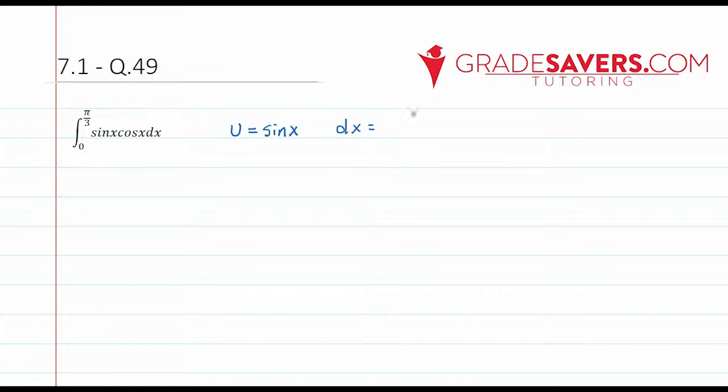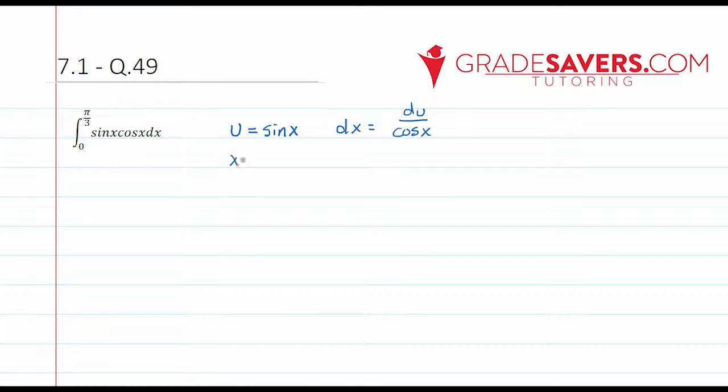dx is equivalent to du over the derivative of sine x, which is simply cos x. And that's it for the u and dx. However, these bounds right now are in terms of the x variable. We need to convert them to be in terms of the u variable.